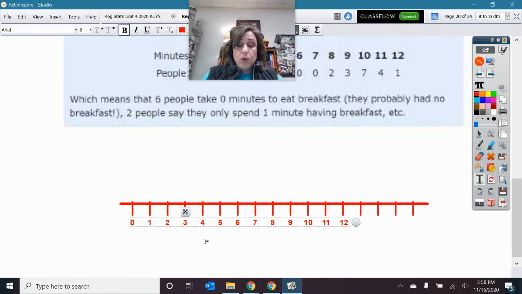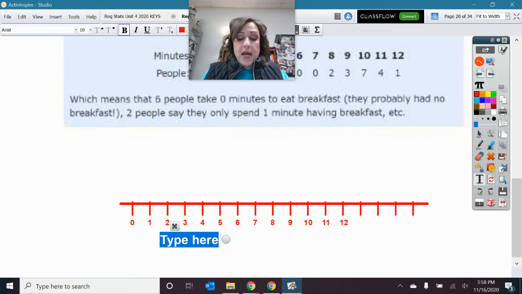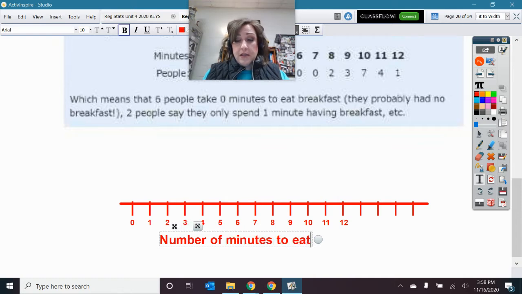So here we would label, context is everything in this class. That's important. This is math context application. So this is the number of minutes to eat breakfast. Okay, so make sure you label that. And so these are our minutes.